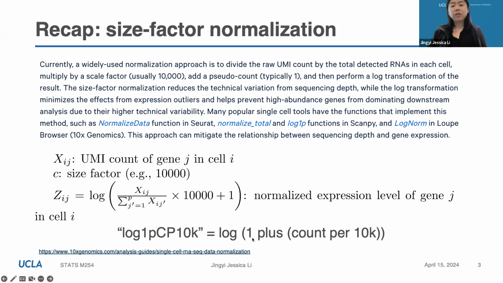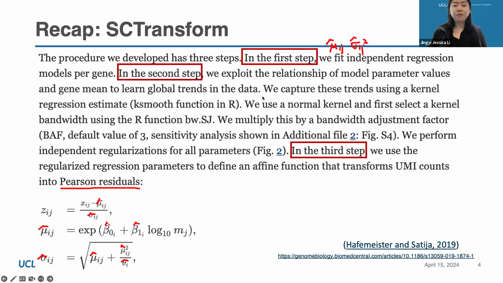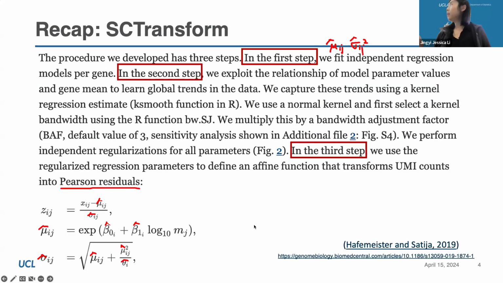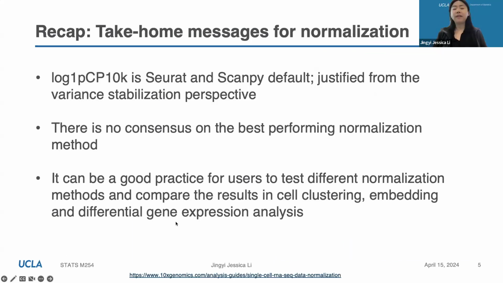But there's also a way to set a total count to be 1 million. And it has been observed that this total count will have an influence, right? So we have some discussion about why the default is set to this from the variance stabilization perspective. Another method included in Seurat was called SCTransform. It's a regression-based method, but in the regression, essentially, we're trying to remove the effect of log10 cell library size. So the take-home messages we gave at the end of last lecture is that this log1p CP10K is the default in Seurat and Scanpy.